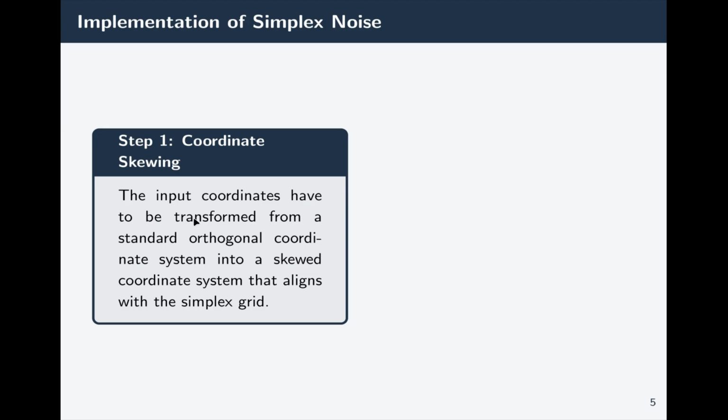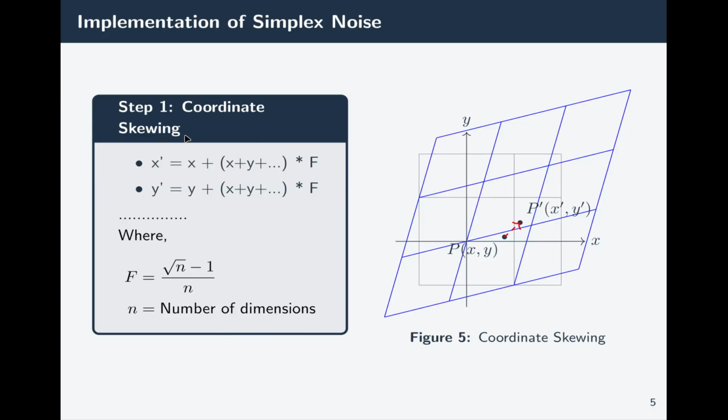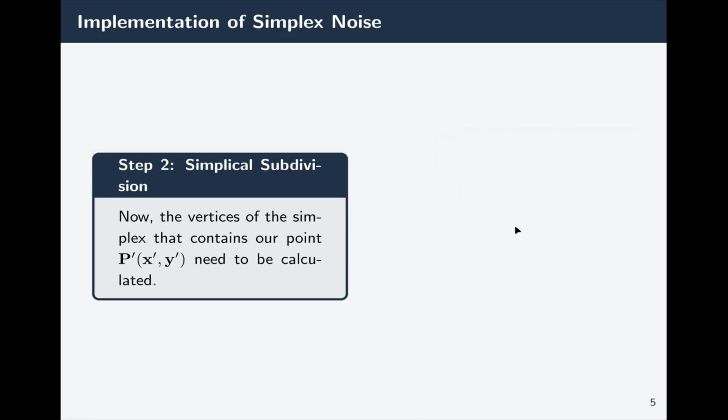In the first step, the input coordinates have to be transformed from a standard orthogonal coordinate system like the Cartesian system into a skewed coordinate system that aligns with the simplex grid. We use this formula for the transformation. P is our original point and P prime is the transformed point. Now, the vertices of the simplex that contains the point P prime need to be calculated.